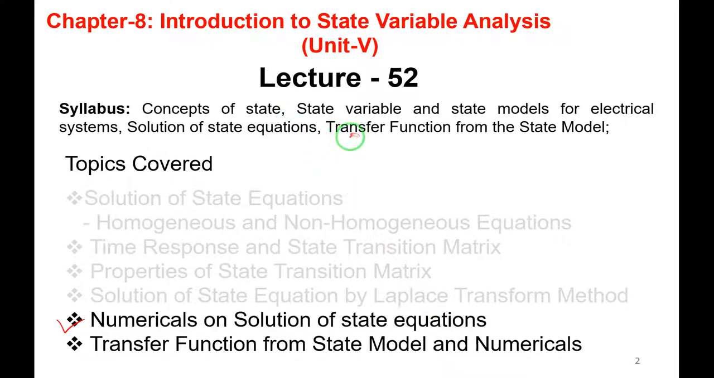Then the last topic, that is transfer function model, transfer function from the state model. State model consists of both the state equation as well as the output equation. We have seen how to obtain the state model of the given electrical system, and from this state model how to obtain the transfer function. That is the last topic of this chapter. We will wind up this chapter today. Next topic is transfer function from the state model and numericals based on that.